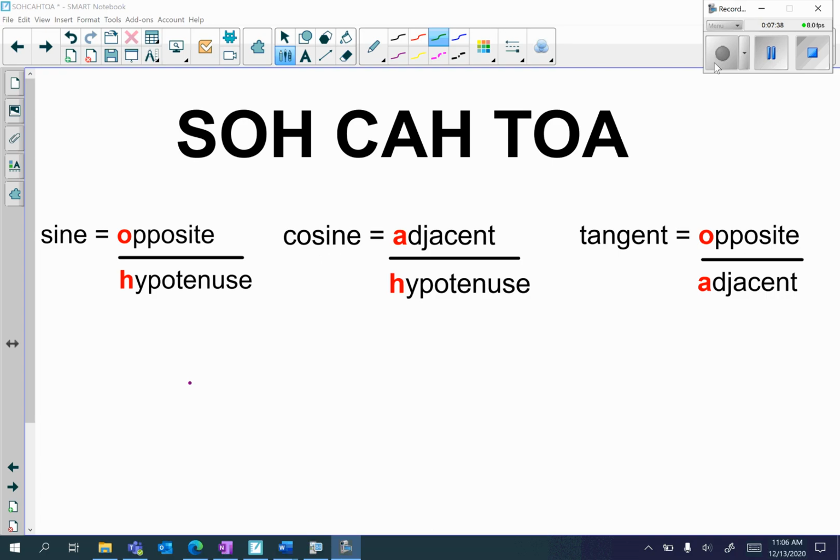Lastly, it's important to remember SOHCAHTOA. Sine is opposite over hypotenuse, cosine is adjacent over hypotenuse, and tangent is opposite over adjacent.